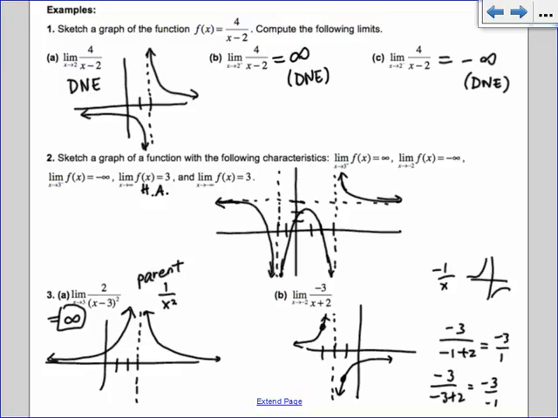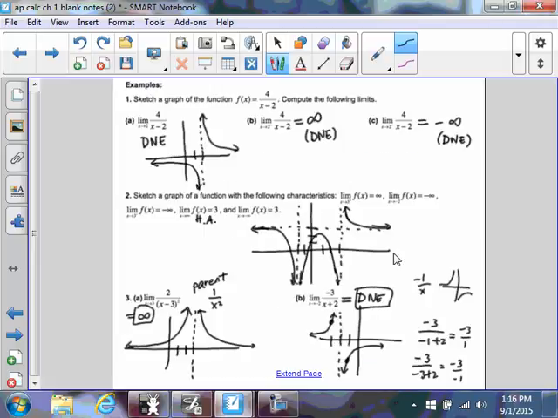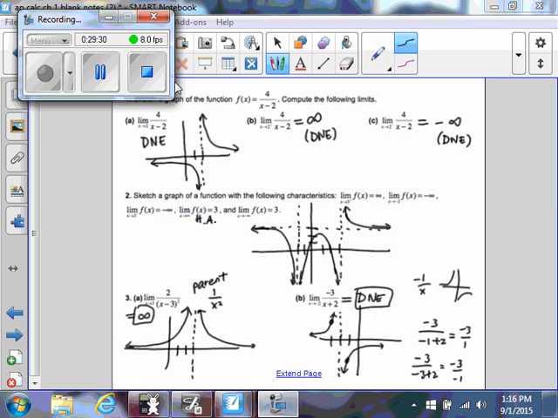So what's the limit as you go towards negative 2 then? Does not exist, exactly. Good. All right. Lovely.